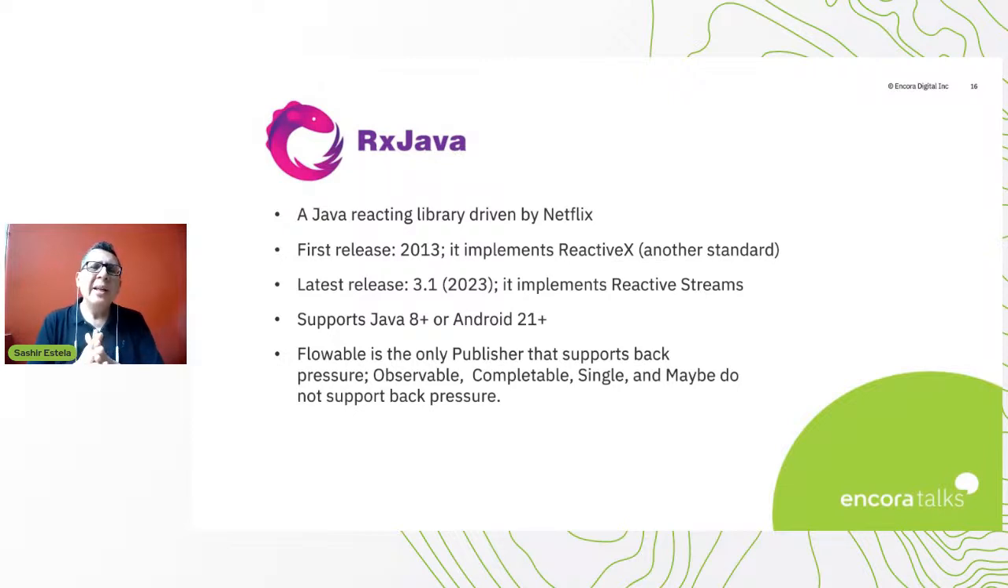Okay, RxJava has many implementations for the publisher interface, but only one of them supports back pressure. It is the Flowable. The Flowable class supports back pressure. We have other classes implementing publisher like Observable, Completable, Single, and Maybe, but they don't support back pressure.